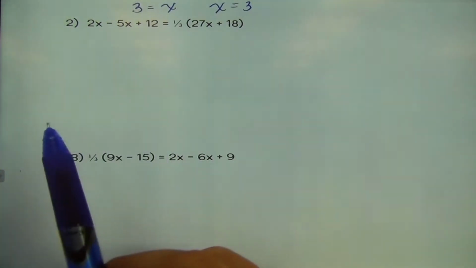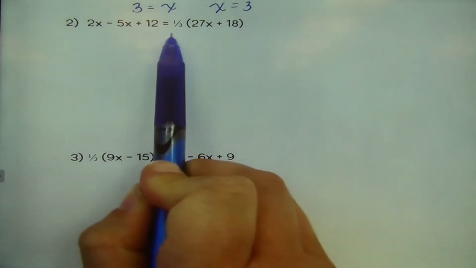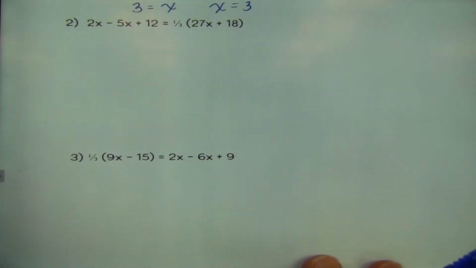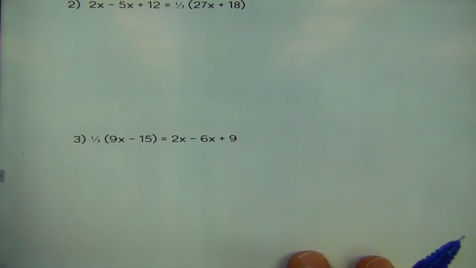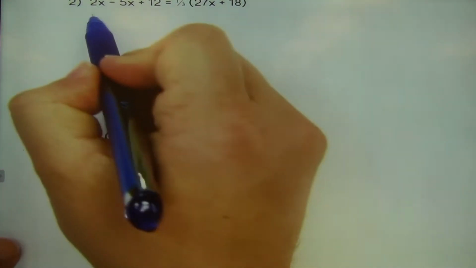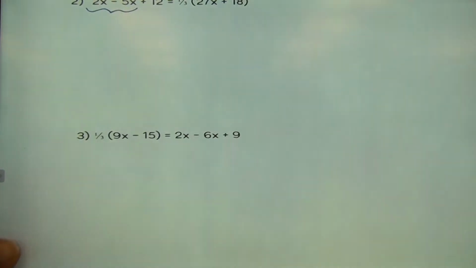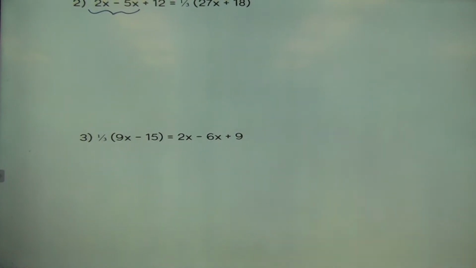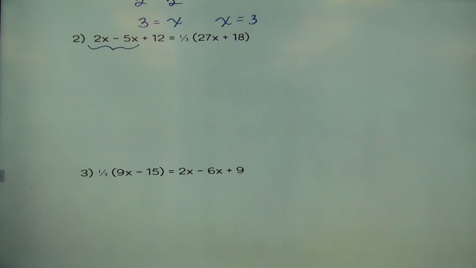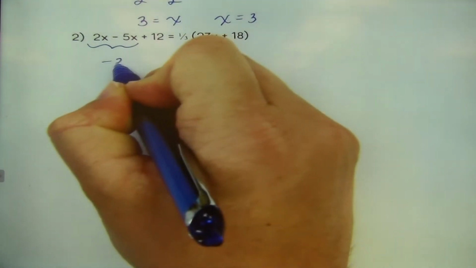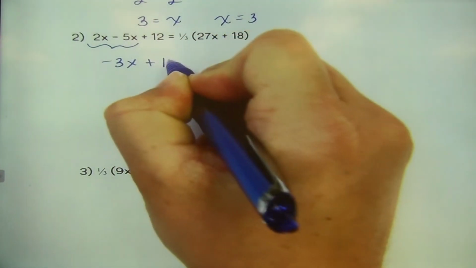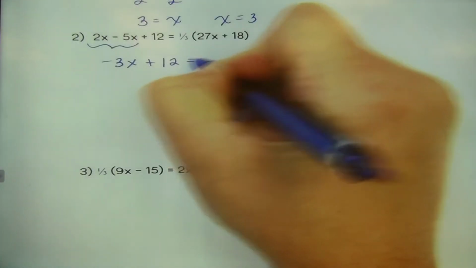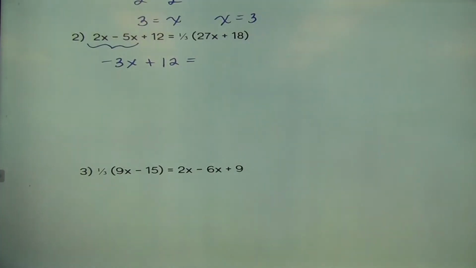The very first thing I'm going to do with this equation, before I distribute on the right side, is combine like terms on the left side with my 2x minus 5x. So I'm going to have negative 3x plus 12 equals, and now I can distribute on the right side of the equation.